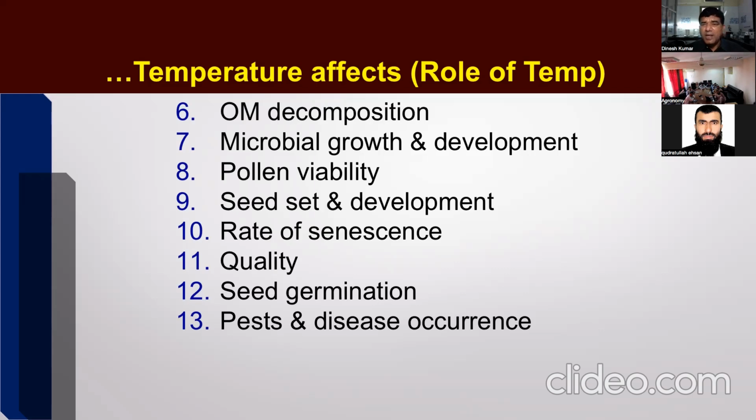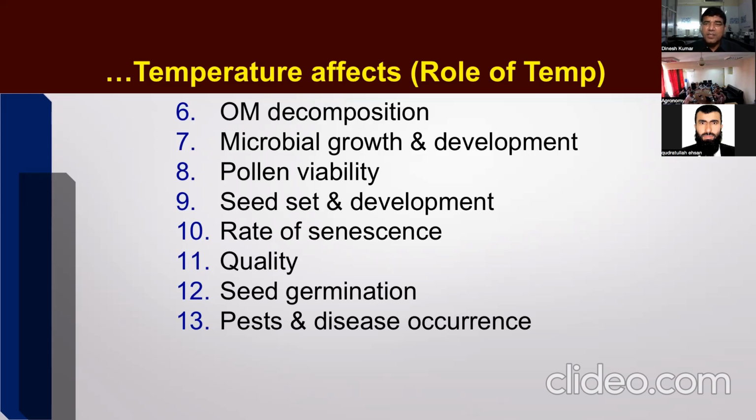Rate of senescence. Senescence means death of tissues, death of plant parts or death of cells. So the rate of senescence or maturity increases in plants: the higher the temperature, the faster the maturity. Then quality. In many crops, the quality of the food or seed is affected by temperature.